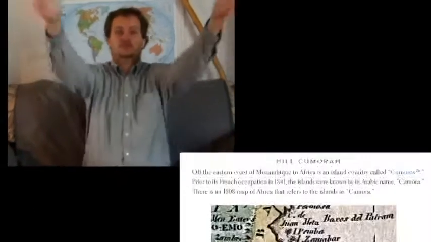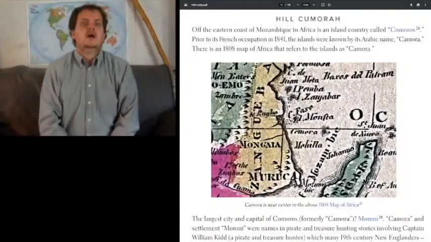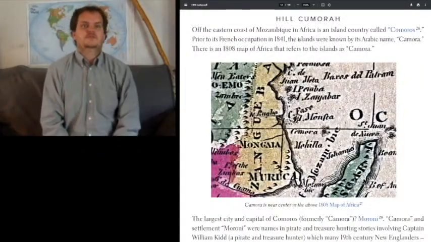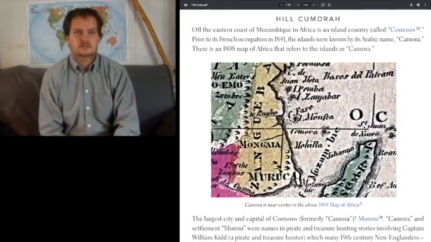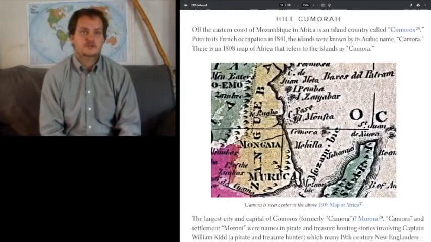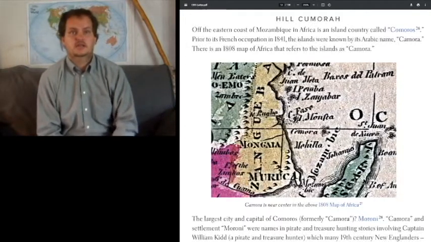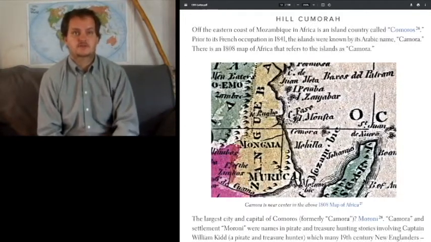Continuing with issue number 7, this will be part 2: Hill Cumorah, Book of Mormon geography. Off the eastern coast of Mozambique in Africa is an island country called Comoros. Prior to the French occupation in 1841, the islands were known by their Arabic name, Camorah.